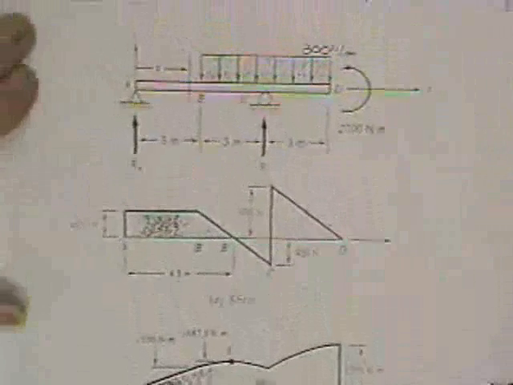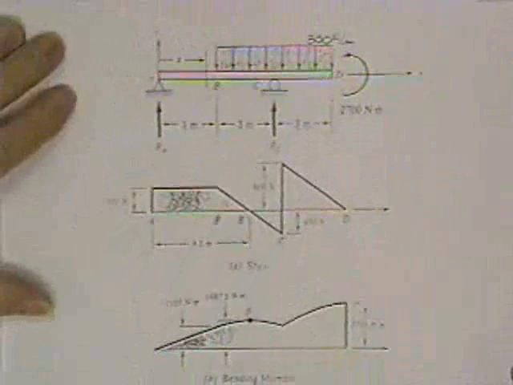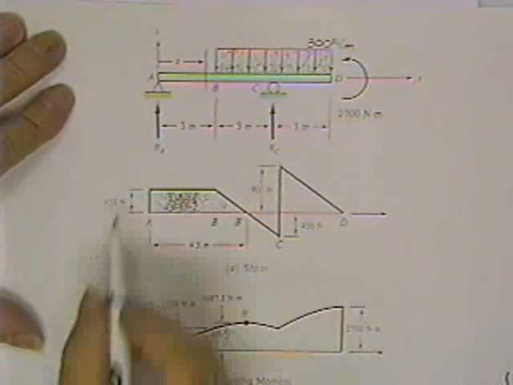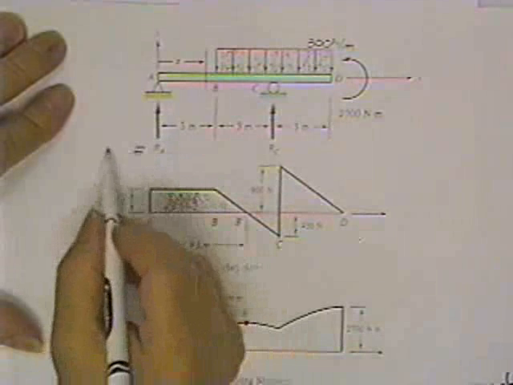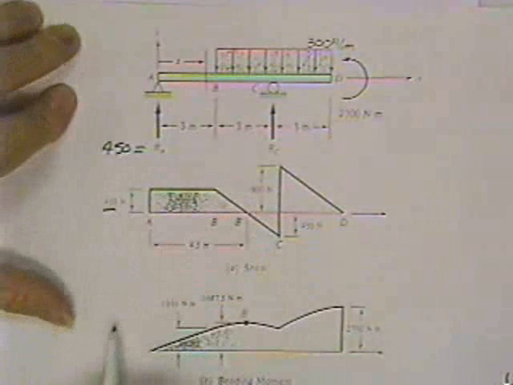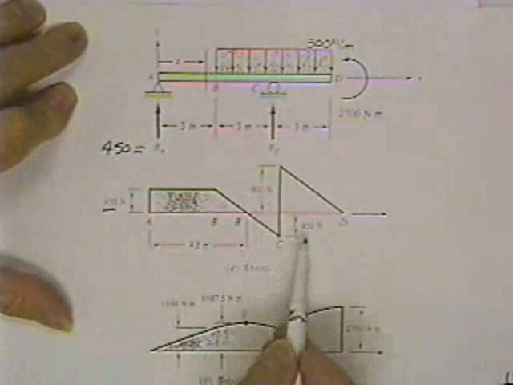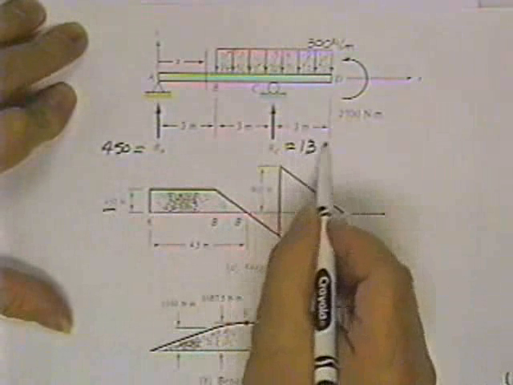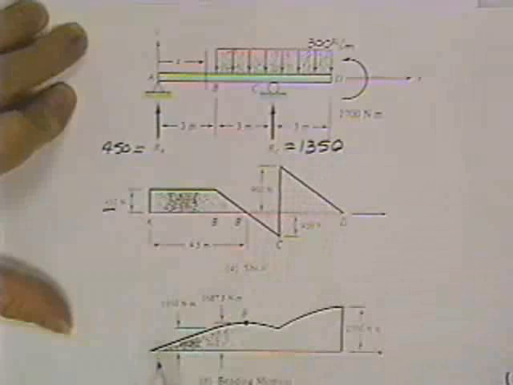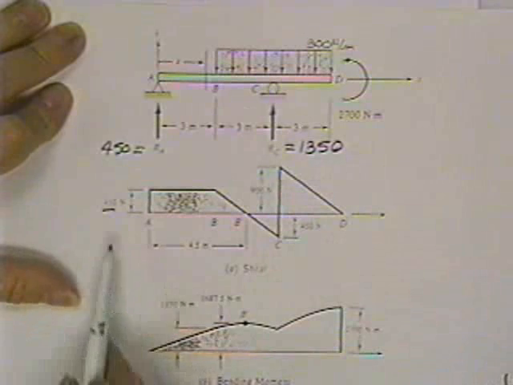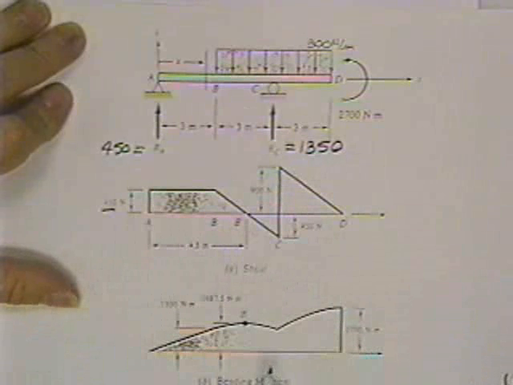Alright, here's one with a concentrated moment on it. I won't do the whole thing. I will say this reaction here is 450, because I see that's what the shear is. And this reaction here is 1350. Can solve for that from statics. But suffice to say, let's just take a look at the shape of the diagram.